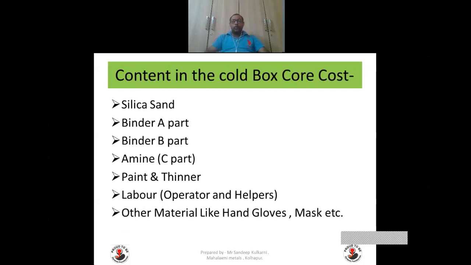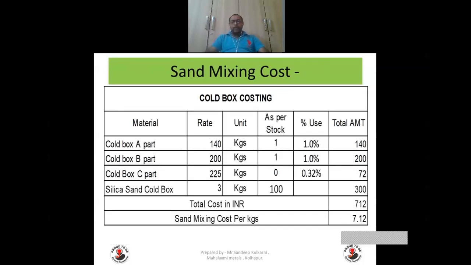Content in ColdBox core cost: silica sand, binder A part, binder B part, amine that is C part, paint and thinner, labor that is operator and helpers, other material like hand gloves, mask, etc. Let us start with the costing sheet. First of all, we are going to see sand mixing cost.